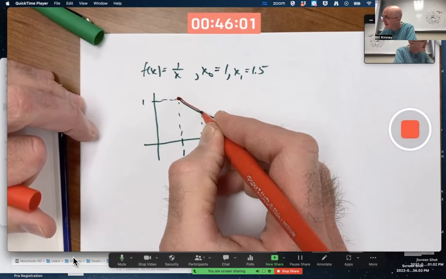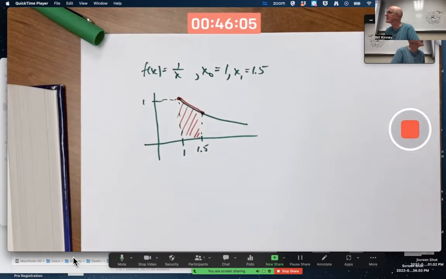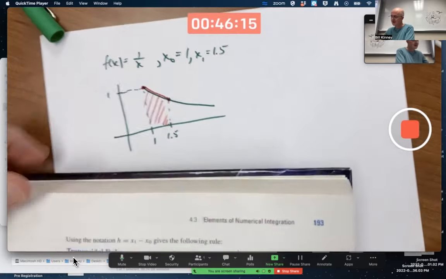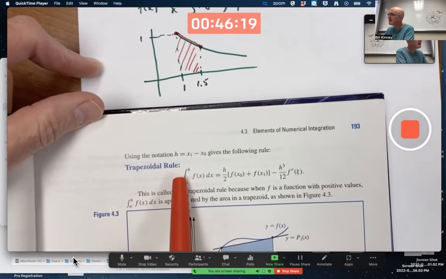Using this function, the area of that trapezoid approximates the area under the curve. That's why it's called the trapezoid rule, or as the book labels it, the trapezoidal rule. They call it trapezoidal. I just say trapezoid.